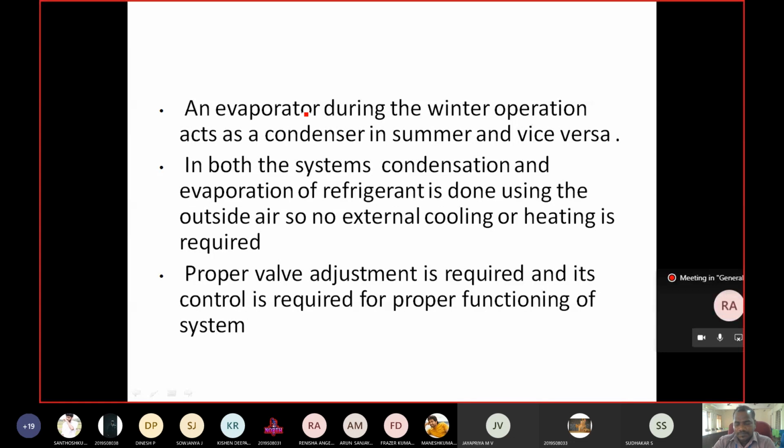In both the systems, condensation and evaporation of the refrigerant is done using the outside air. So no external cooling or heating is required. Proper valve adjustment alone is enough, and control is required for proper functioning of the system. So we do not need any external cooling or heating in the year-round air conditioning system. Just proper valve adjustment is enough. Also we need a control for proper functioning of the system.